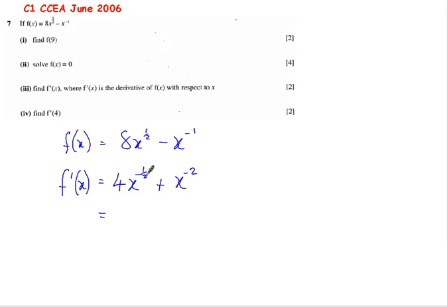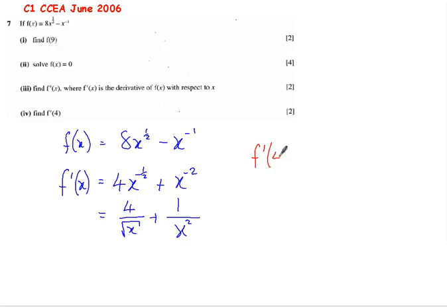X to the power of a half is the square root of x, but I know that when I have a negative index, it's going to be something over the square root of x. That index only applies to the x, so the 4 is going to stay where it is on top. So I'm going to write that as 4 over root x. Plus, again, I've got a negative index, so there's going to be a fraction involved. There are no other numbers there, so I'm just going to put a 1 on top. X to the power of negative 2, well, I've taken into account the negative part of that index by putting a fraction, so I'm just going to write x squared there. So f dash of x is 4 over root x plus 1 over x squared.